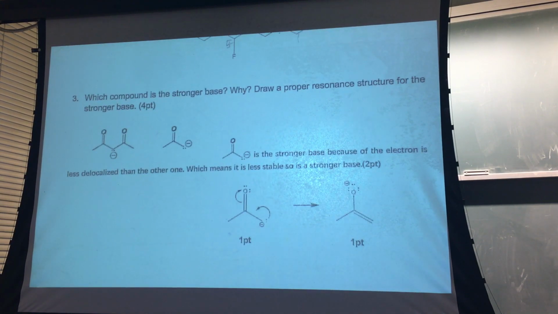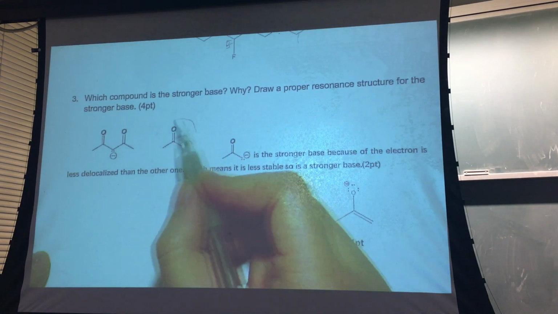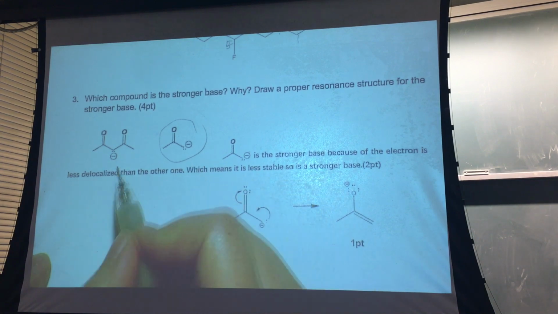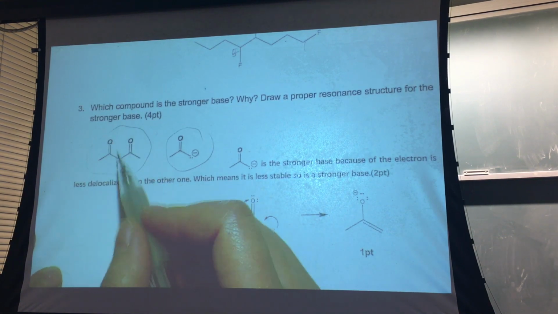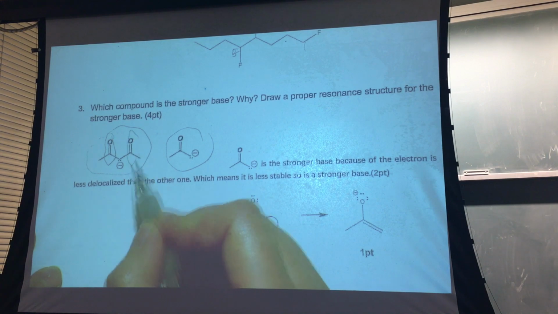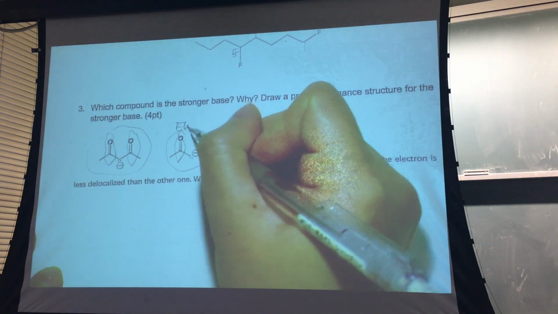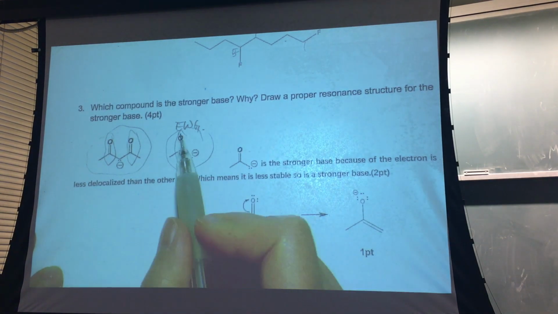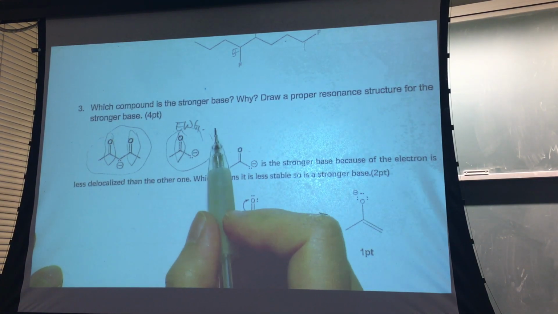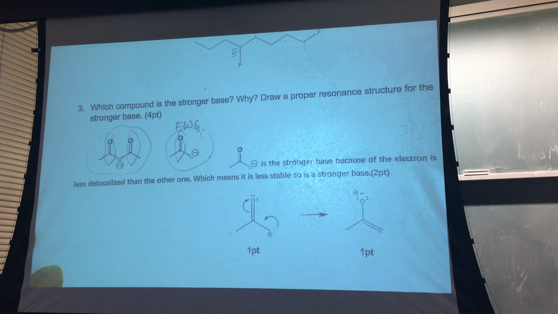Number 3, this is a stronger base because on this compound you have 2 electron withdrawing groups, but on this one you only have 1. That's the EWG. Whenever you have an electron withdrawing group, you are going to steal the electrons from your neighbors, and your neighbors are not going to be happy to donate more electrons to behave like a base.